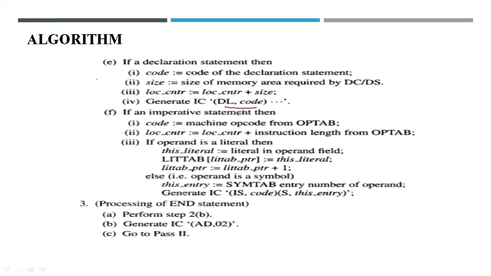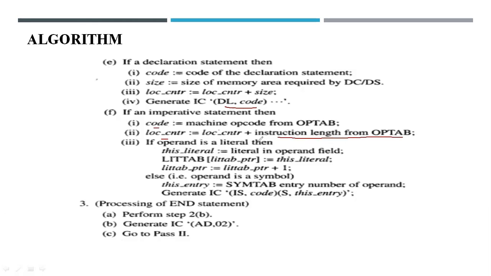Then next is if an imperative statement. What to do if the imperative statement is present? The code is the machine opcode from the OPTAB. Whatever machine opcode is there, that code will be taken. Then LC = LC + instruction length from the OPTAB. So we have taken the length of MOVER as 1 from the OPTAB.